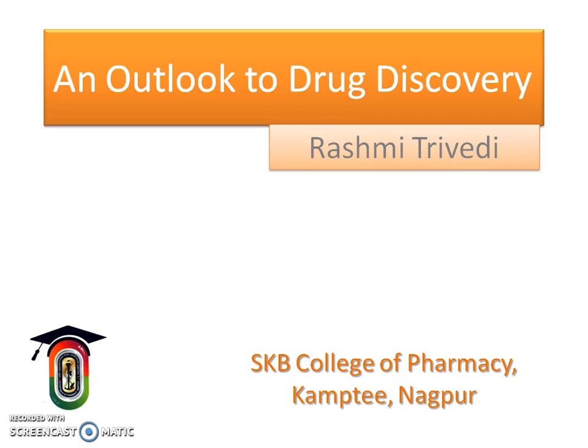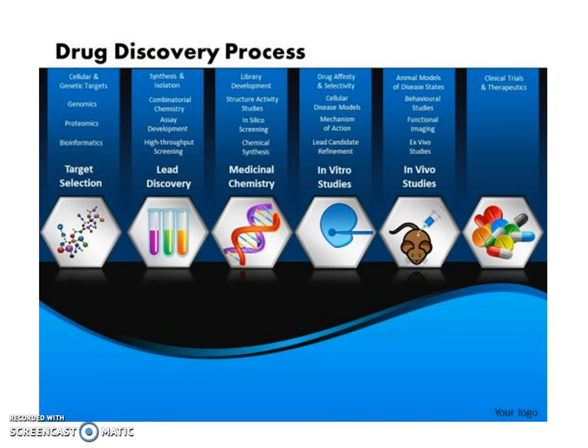I would like to give you a short glimpse of an outlook to drug discovery. Let us see how a typical new drug travels from laboratory to the patient. The first step in the drug discovery process is target selection, where you identify the receptors, and these targets or receptors are studied through genomics, proteomics and bioinformatics.